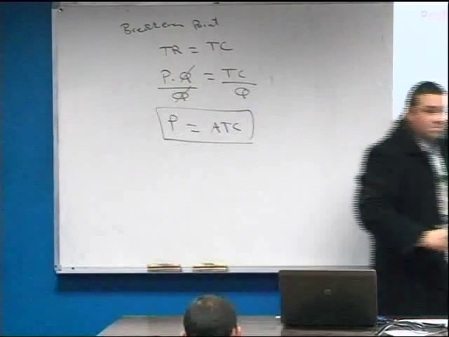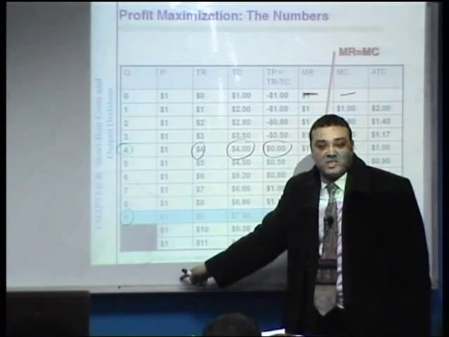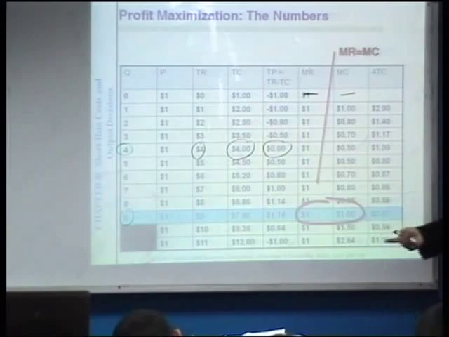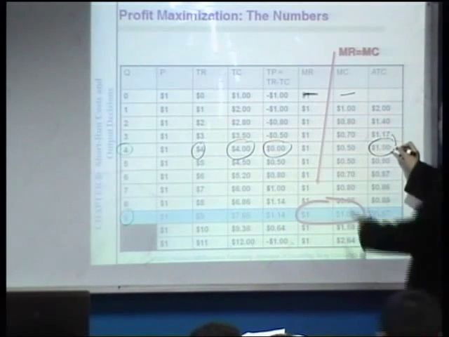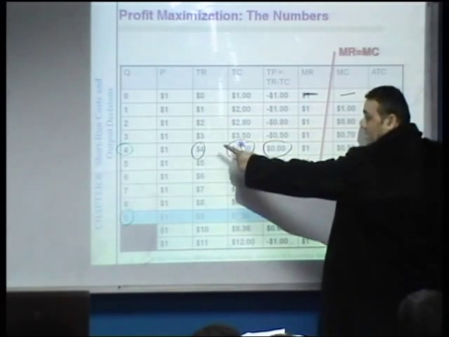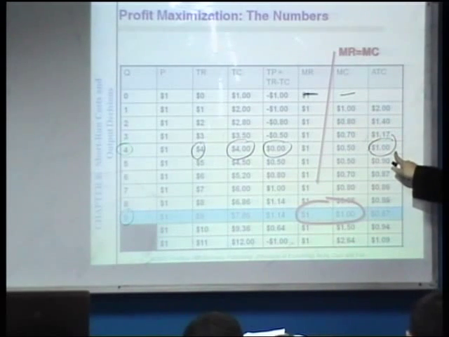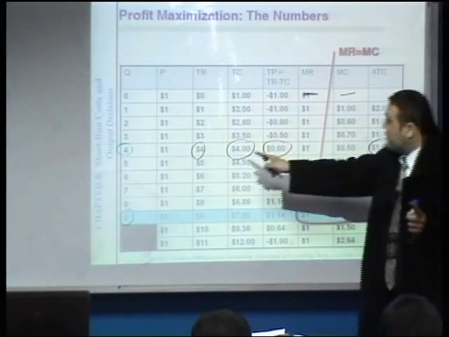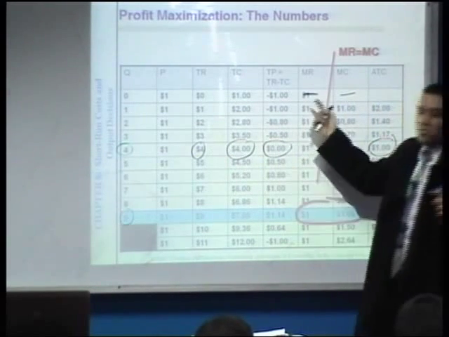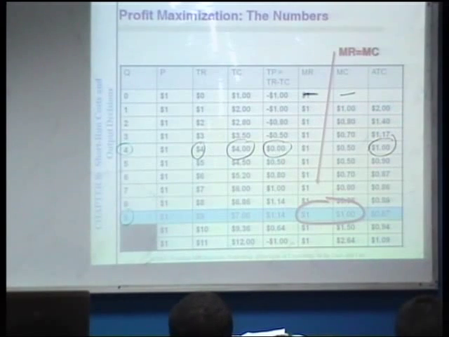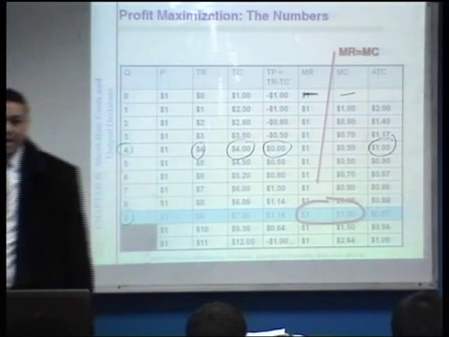Where is it in this case? The price equals 1 in all cases, but where is average total cost equal to 1? At quantity 4. Yes, this is the break-even. The break-even occurs when the price equals ATC, and when the total revenue equals the total cost, or when the total profit equals 0. Right?